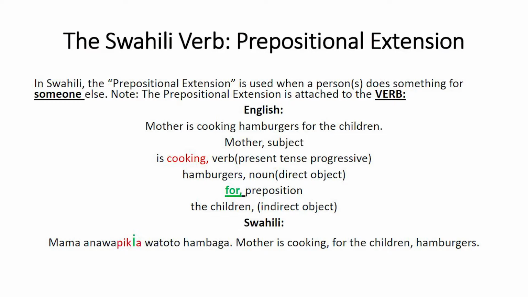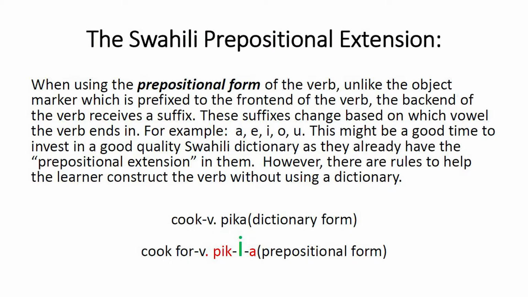So when you use the prepositional form of the verb, unlike the object marker, which is prefixed to the front end of the verb, the back end of the verb receives a suffix. These suffixes change based on which vowel the verb ends in, for example, whether it's A, E, I, O, or U. This might be a good time to invest in a good quality Swahili dictionary, as they already have the prepositional extensions in them. However, there are rules to help the learner construct the verb without using a dictionary.